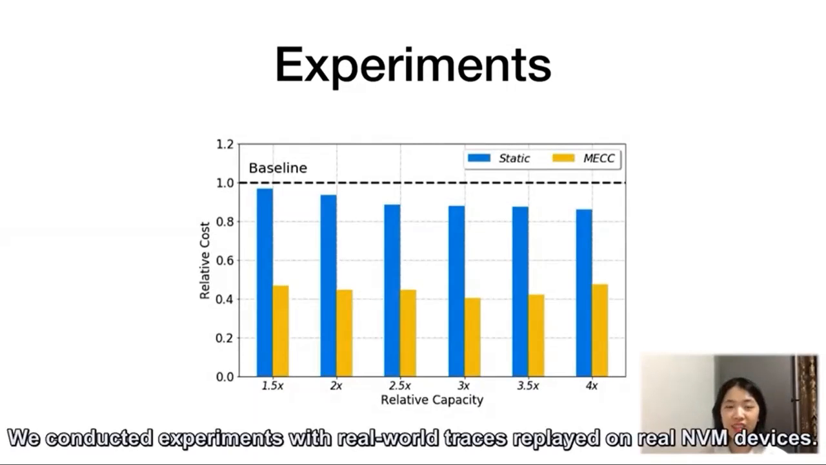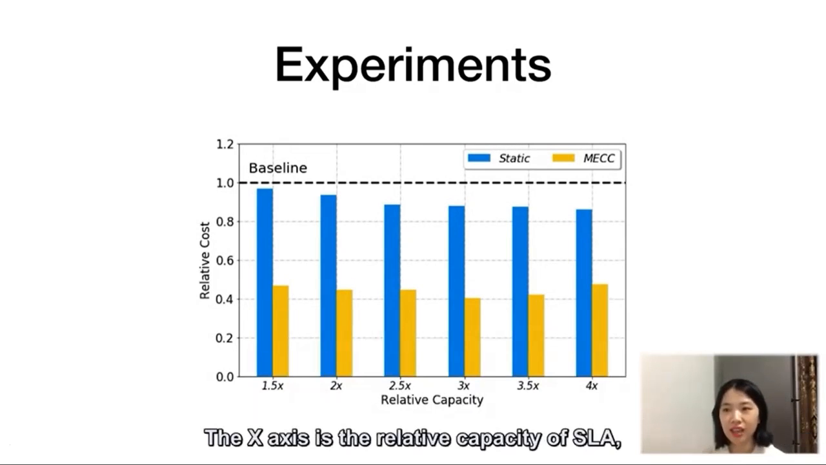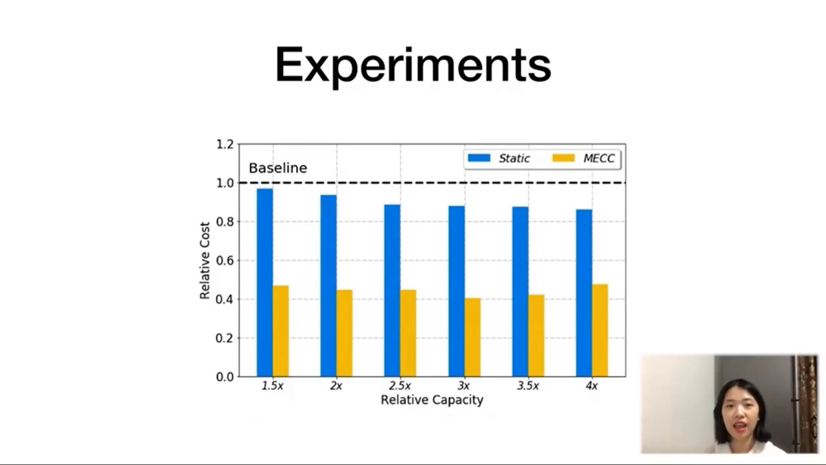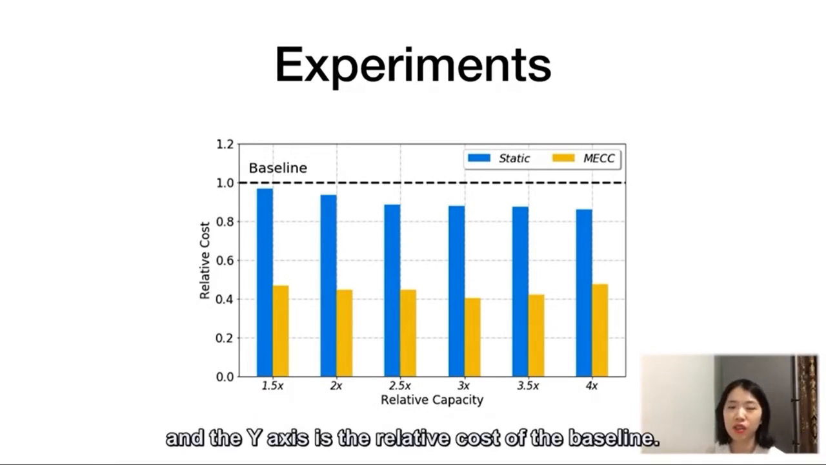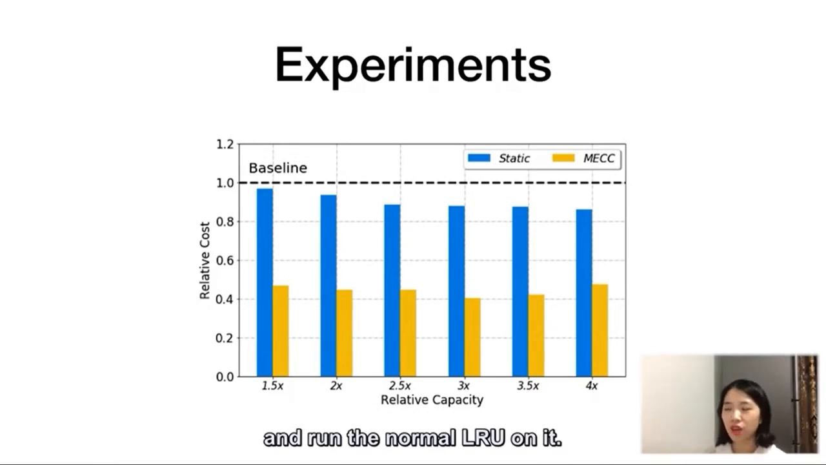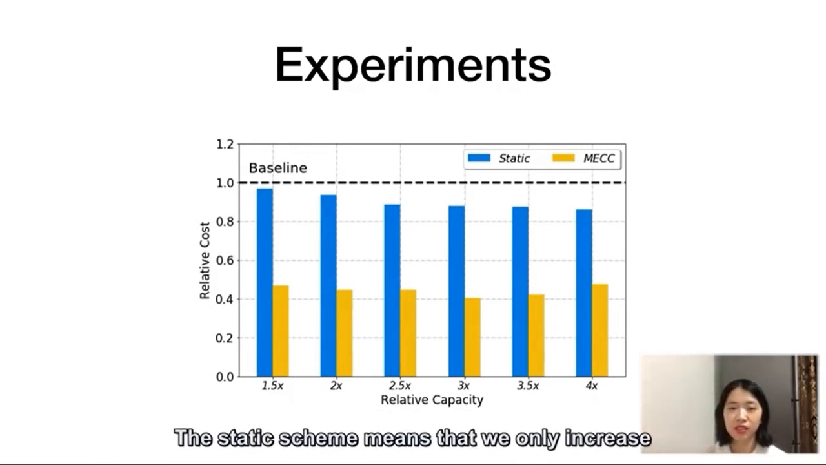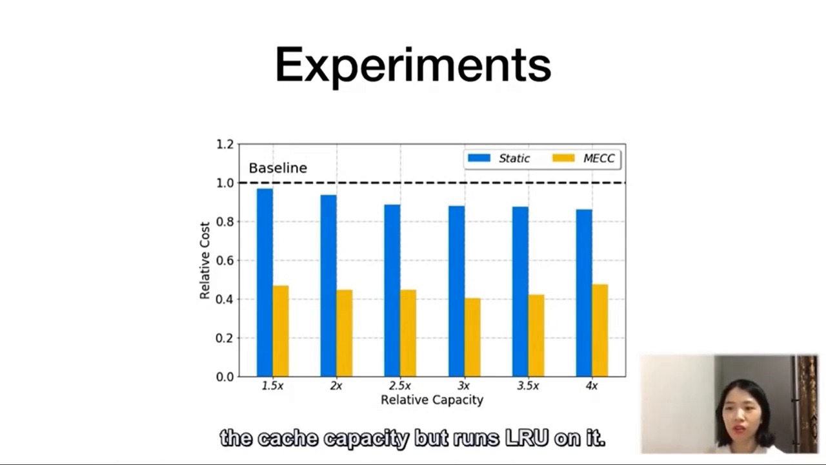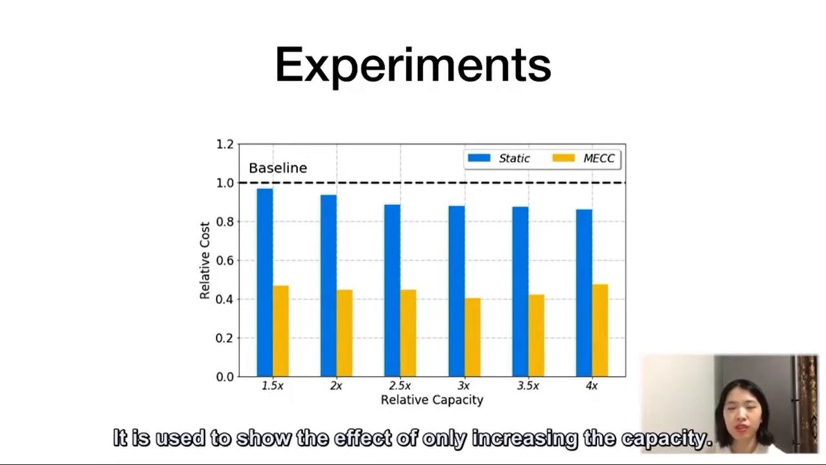We conducted experiments with real-world traces replayed on real NVM devices. The x-axis is the relative capacity of SLA, and the y-axis is the relative cost of the baseline. The baseline of the cost is given the capacity of SLA and runs normal LRU on it. The static scheme means that we only increase the capacity but run LRU on it.